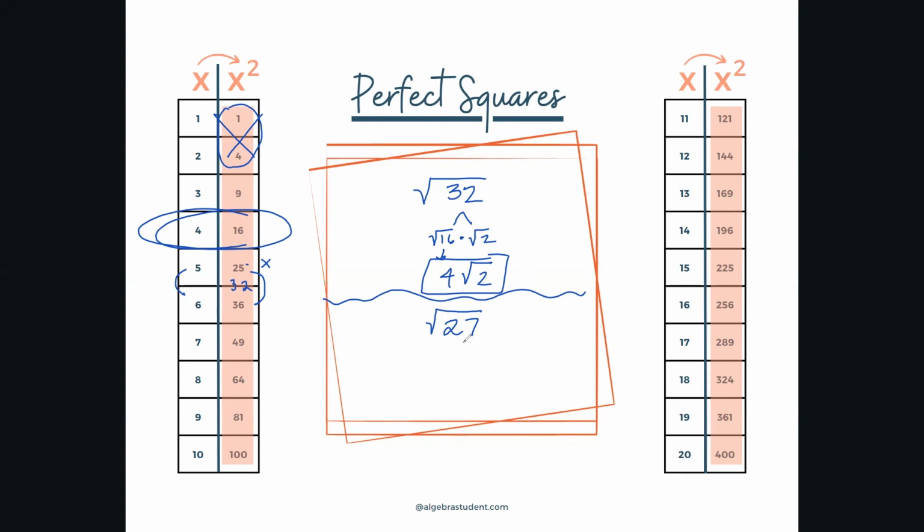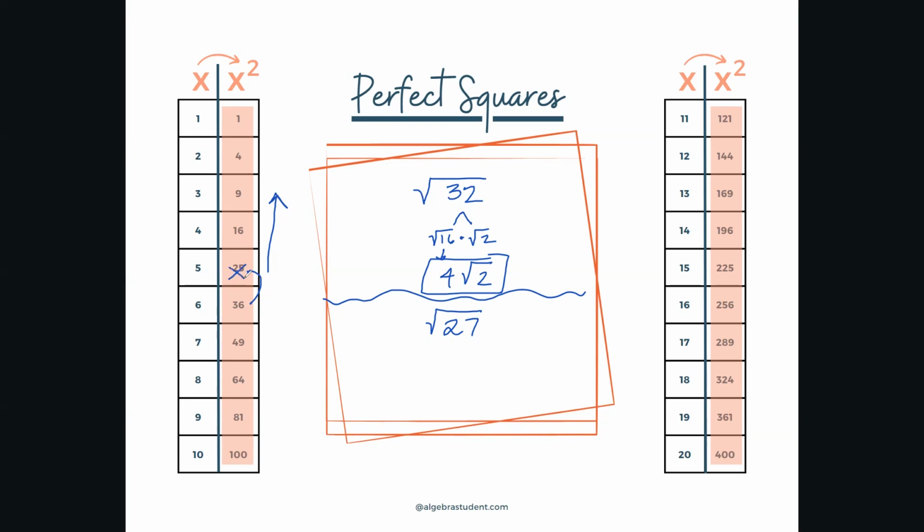All right, let's try square root of 27. Let me erase all this stuff over here and give us a fresh start. So 27 is between 25 and 36, so it's not a perfect square. So I need to start here and start going up until I get to something that it will divide by.